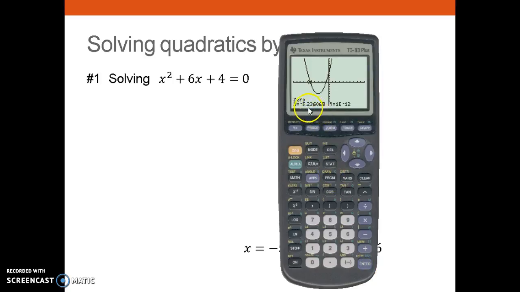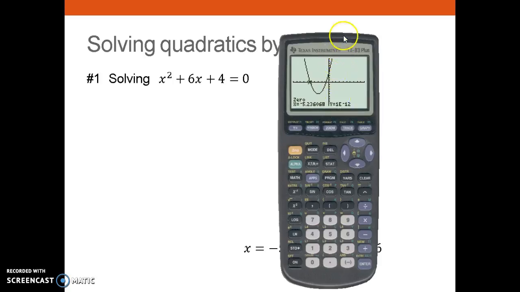The other 0 is when x is negative 5.236068. And you can see it says the y value is equal to 1 times, or 1, and then there's an e. That's scientific notation. That's a 1, but the decimal is moved 12 spaces to the left. 0.0000000. That's just the closest the calculator could get to it actually equaling 0.